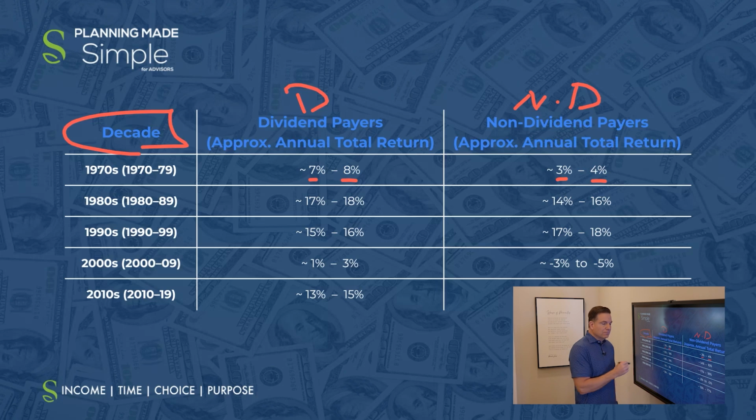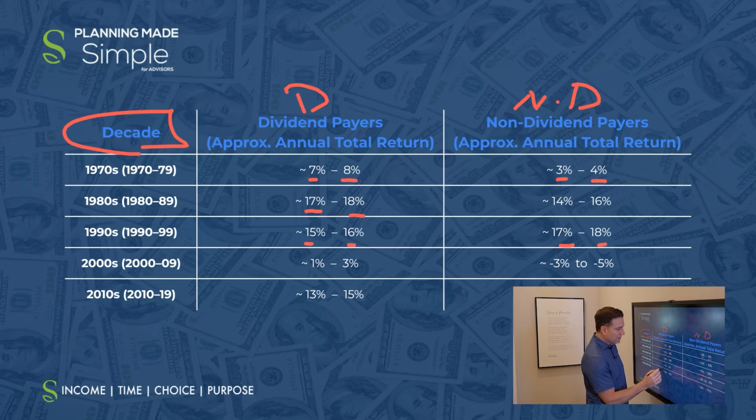In the 80s, it's when the big boom started, right? Dividend stocks did about 17.5%, where growth stocks did about 14.5%. Again, pretty significant difference between the two. Clear dividend winner right away. And now in the 90s, you're going to see dividend stocks do a little bit less, where you have 15.5 versus 17.5 on growth stocks.